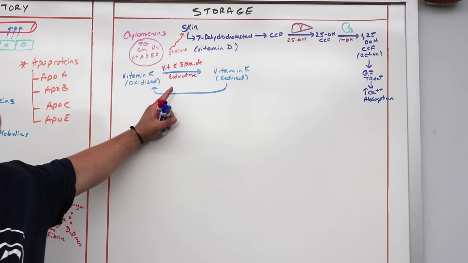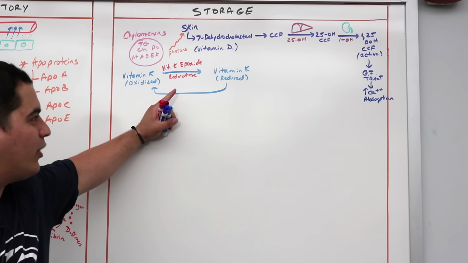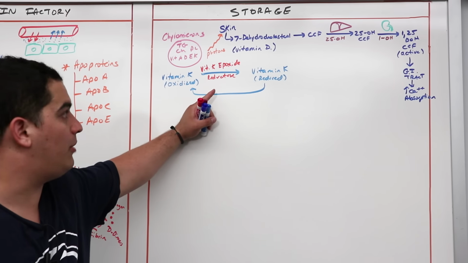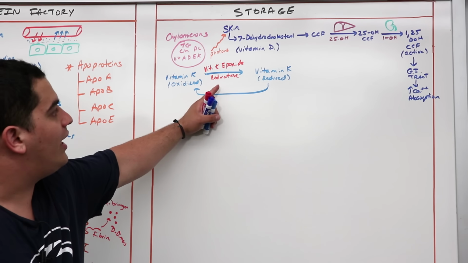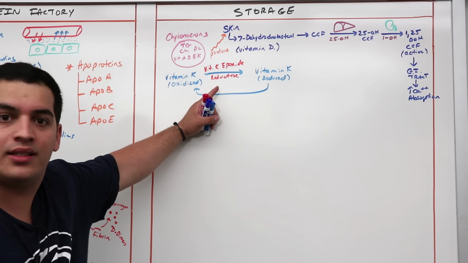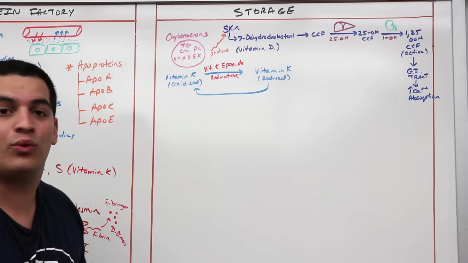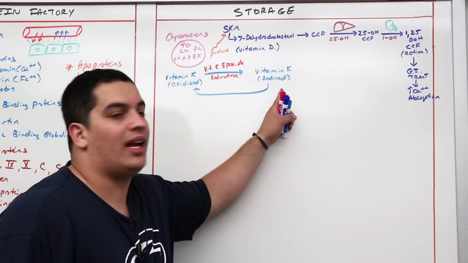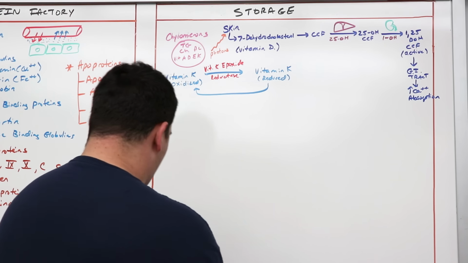You know, there's a drug called warfarin. They use it to treat patients who have increased incidences of clotting or maybe even atrial fibrillation. They use it as a blood thinner because it inhibits vitamin K epoxide reductase. If that happens, vitamin K in the oxidized form can't go to vitamin K in the reduced form. Why is that important? I'm glad you asked, guys.